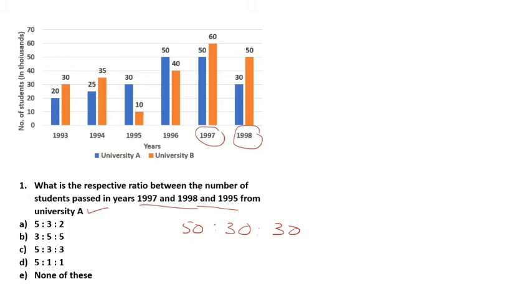So we want to find out the ratio of these three numbers. It is very easy to find the ratio of these numbers. You can just cancel the zeros here. So the remaining will be 5:3:3. Answer C is the correct answer. Accordingly, you can mark the correct answer. Understand the question very clearly. The ratio of students passed in the year 97, 98 and 95. In 97 we have how many students passed from University A? 50 students. And 98, 30 students. And 95 again 30 students. So 5:3:3 is the correct answer. Kindly note it, then we'll go to the next question.